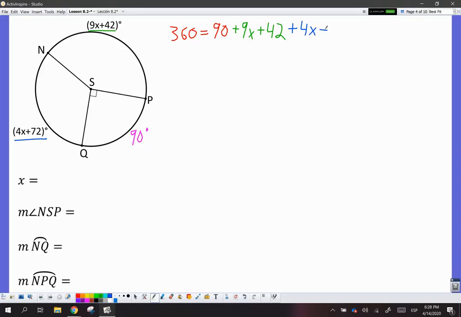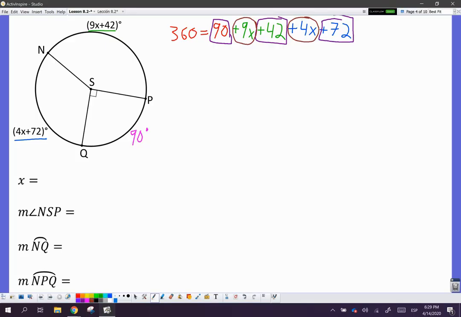Plus 4x plus 72. At this point, now I need to reduce this equation, combine like terms, and then solve for x. So I'm going to start by combining my like terms. I'm going to start with the constants, and I'll draw a square around those. There's a constant, there's a constant, and there's a constant. And then I'm going to circle my variables, anything with an x in it. So there I have the 9x, and there I have the 4x.